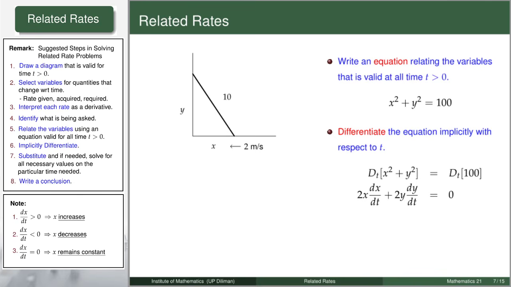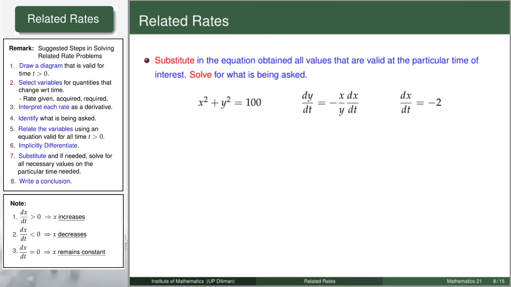And since it is dy over dt that we want, we will now have this quantity here. Now we are already nearing our end. We are on our 7th step, and that is we will substitute in the equation obtained all the values that are valid at a particular time of interest. I emphasize here the statement particular time of interest. This is our instance. So this is now the time that we will be using the x equal to 6.